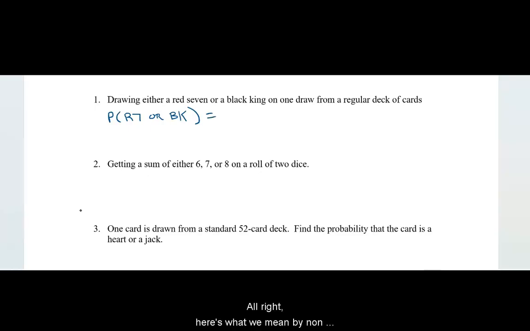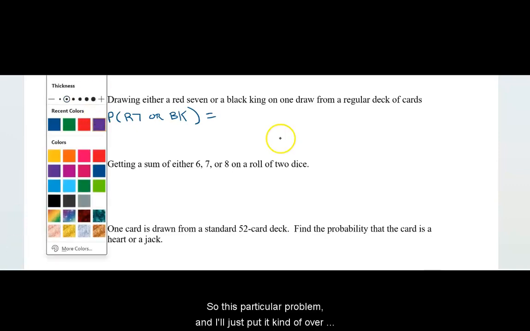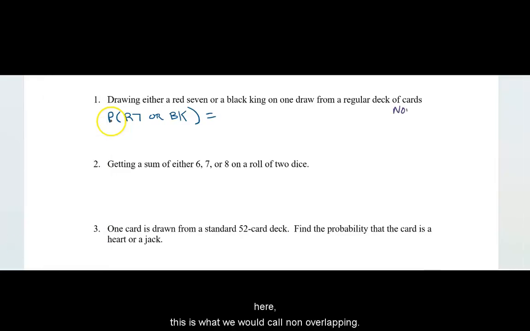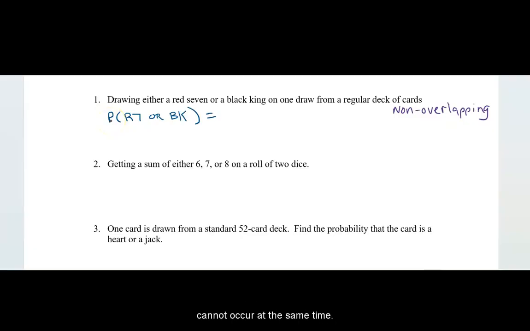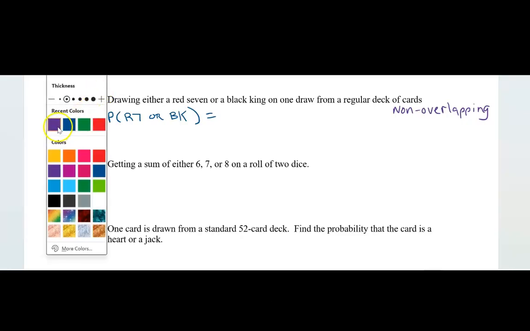All right, here's what we mean by non-overlapping and overlapping. Could you have one card that is a red 7 and a black king at the same time? No, no card exists. So this particular problem, this is what we would call non-overlapping. And again, it's because a king and a 7 cannot occur at the same time. There's no card with both of those on at the same time.